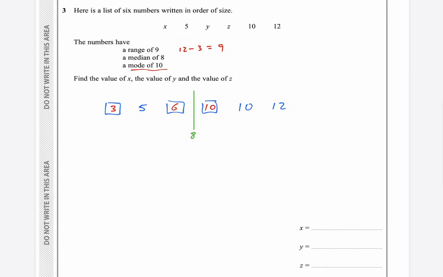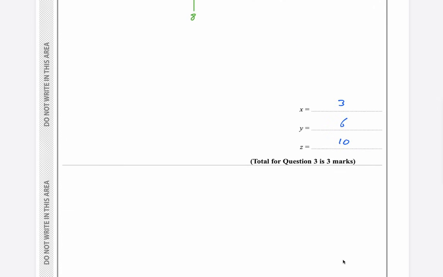So these are my 3 numbers. I have 3, 6, and 10. Okay.